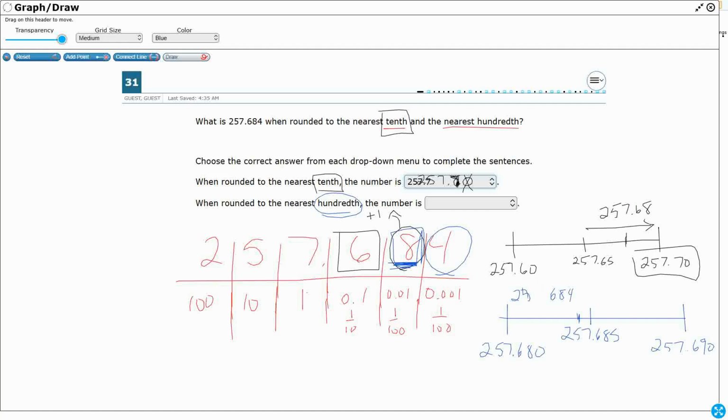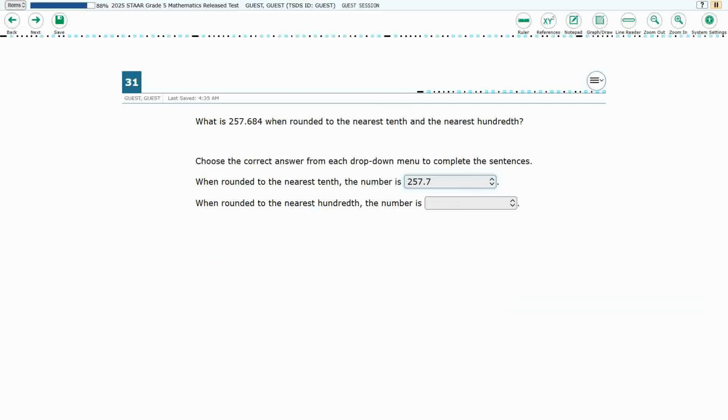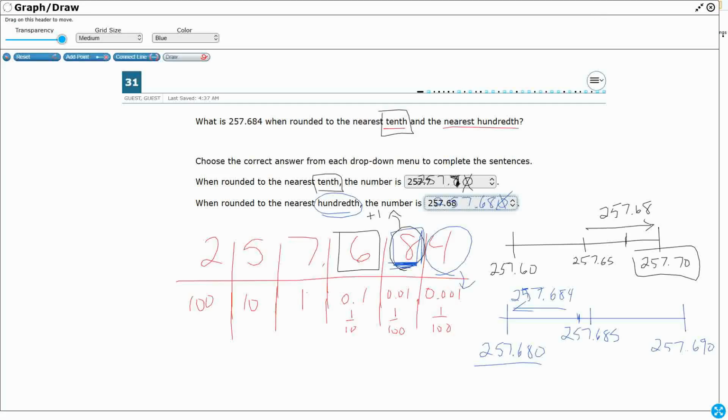So 257.684, it's going to go back. It's actually closer to 257.680. So if it is 4 or less, it's going to round down to 0. And so this is going to be 257. And then it's going to just be 680, but really we don't need that last 0, so 0.68. So 257.68. Now let's verify and make sure we've got both of these right.